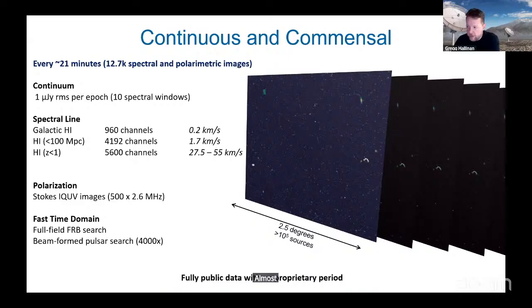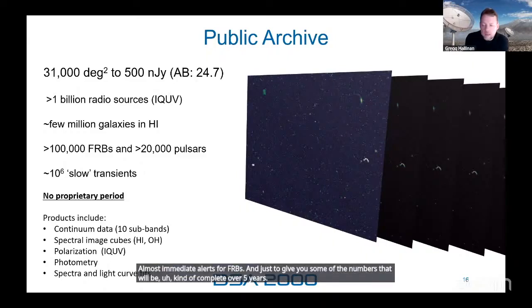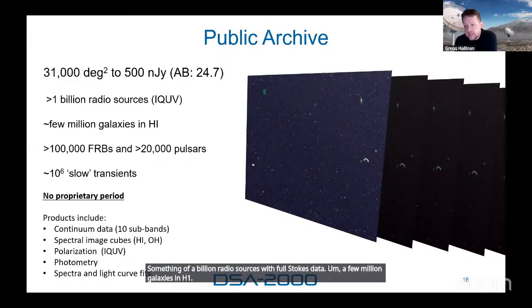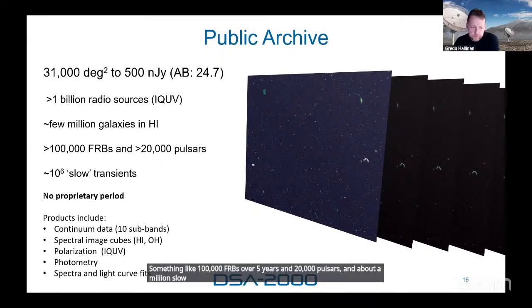And just to give you some of the numbers that will be complete over 5 years: something like 1 billion radio sources with full Stokes data, a few million galaxies in HI, something like 100,000 FRBs over 5 years, 20,000 pulsars, and about 1 million slow transients.